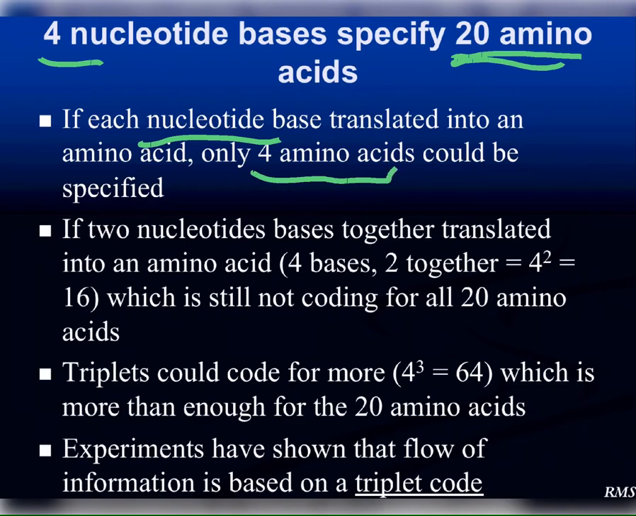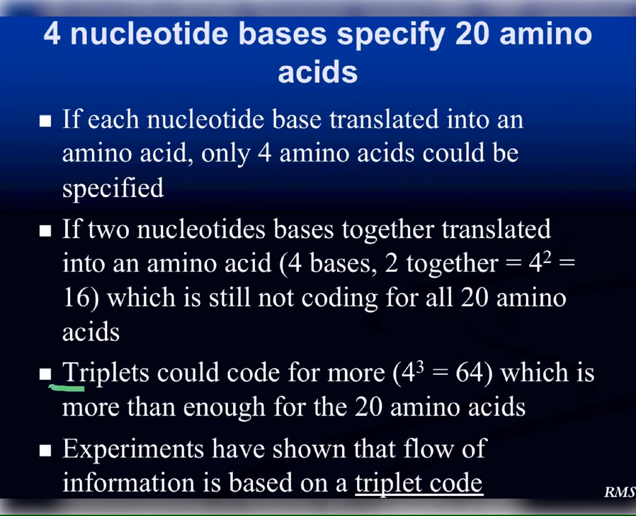But what about if we read 2 nucleotides at a time, like T and A, or G and C, or A and G, or C and G? Well, we have 4 bases, 2 together, that's 4 raised to the second power. That'd give you 16 different combinations for the amino acids. The problem is that's still not 20. So reading a nucleotide 1 at a time doesn't work. Reading nucleotides 2 at a time doesn't work.